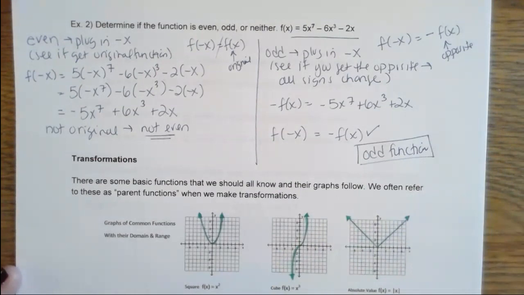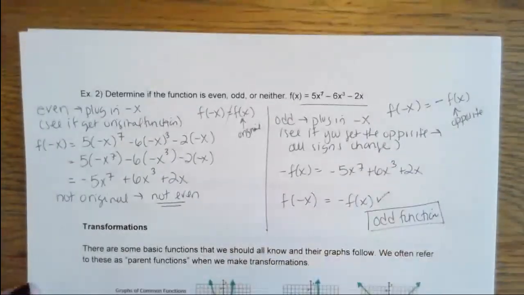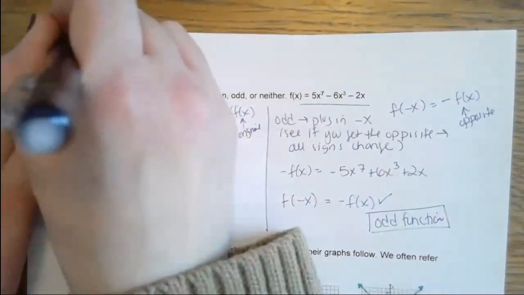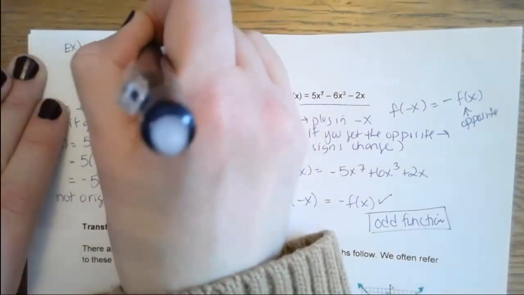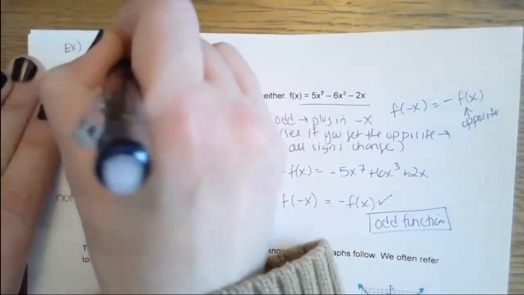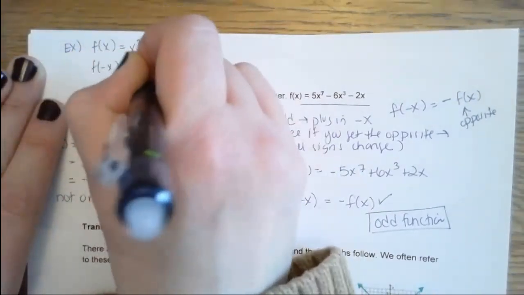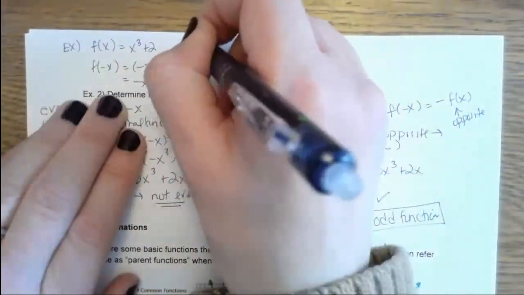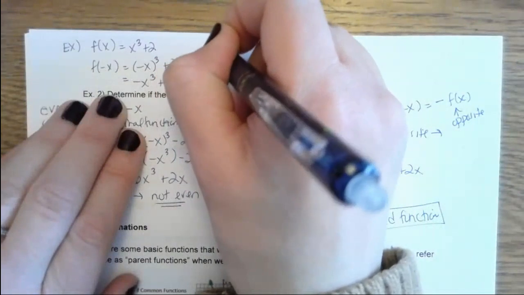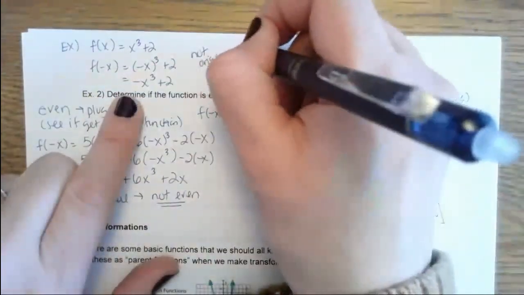If you have neither of these cases, then we actually just say that it's neither. So for instance, if f of x equals x cubed plus 2, and I plug in a negative x there and simplify, I would notice that this is not the same as the original, because my first sign changed over. So it's not even.